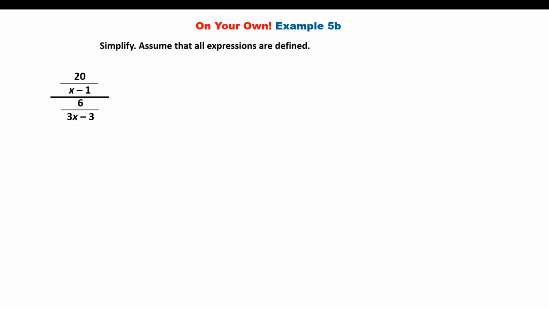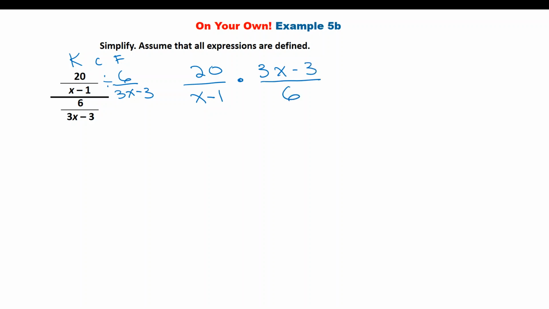All right, once again, I see that this is a division problem, and so I'm going to just go ahead and rewrite it as a division problem that I can recognize. 6 over 3x minus 3. I'm going to keep, change, flip. So I'm going to have 20 over x minus 1 times 3x minus 3 over 6.